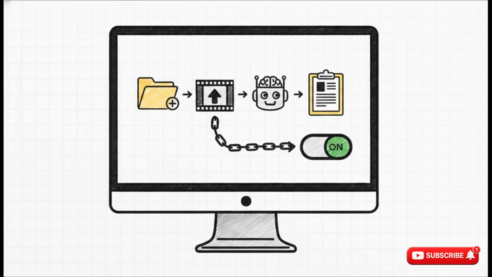Oh, and this is absolutely critical. You must toggle the Add to Prompt button for your uploaded video. That ensures the AI actually applies the prompt to your footage instead of just hallucinating something totally random.